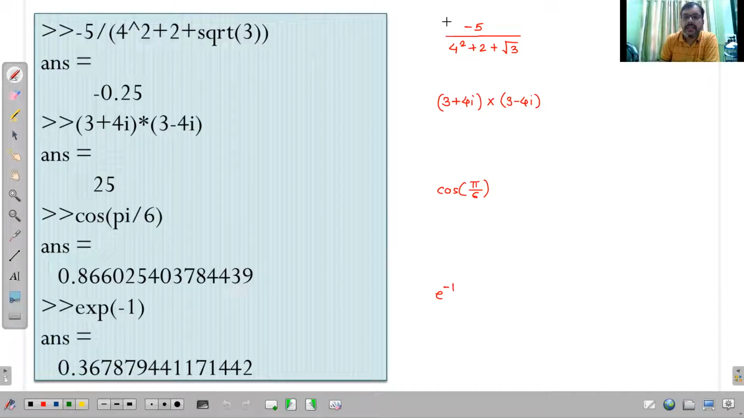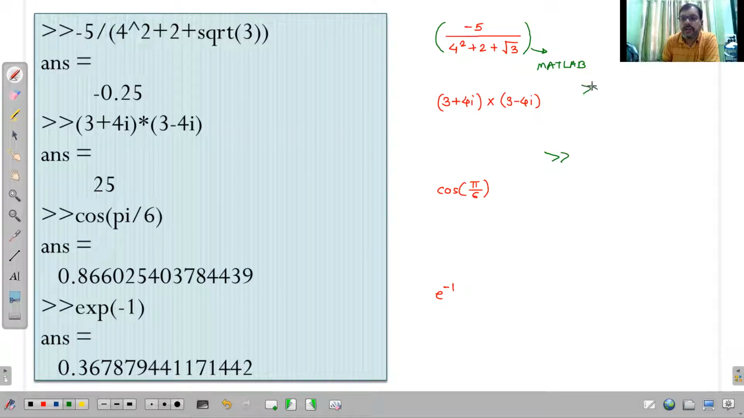Here, I have this one equation. I want the answer, so to get this answer, I use the calculator. But MATLAB can be used as a calculator. So how can MATLAB be used as a calculator? On the command window, we find these two arrows.